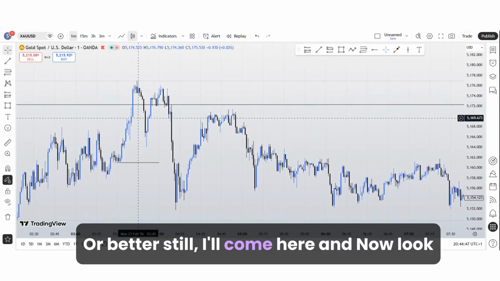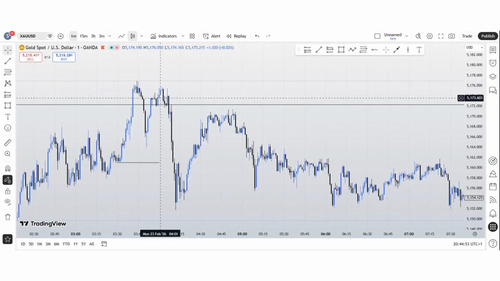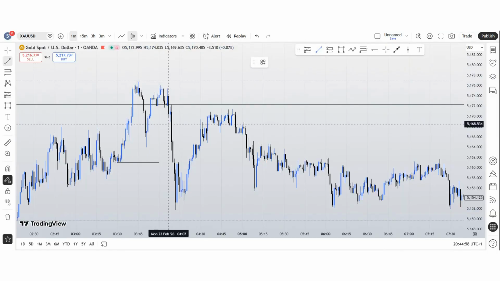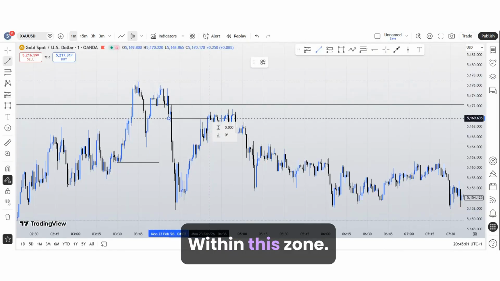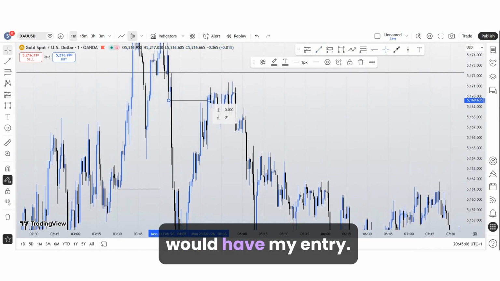Or better still, I'll come here and look for which one is the important candle. Right? This has been mitigated. So anything within this zone, the first important candle to be broken would have my entry.